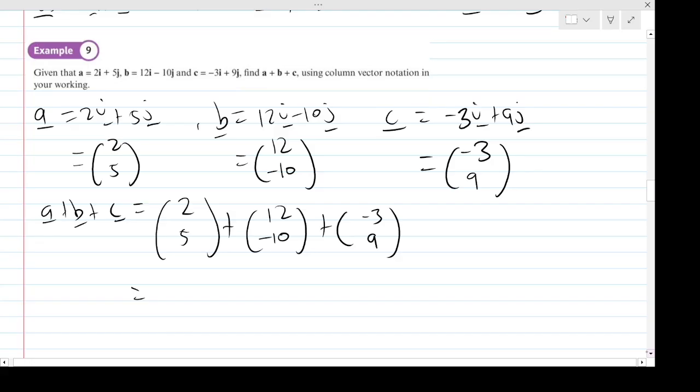So then we just add them in the usual way with columns. So add the top numbers together. So 2 add 12 minus 3, that'd be plus 11. Then 5 minus 10 add 9, that would be 4, right? And there we are. The question didn't specify to give my answer in this i and j form, but if you were to, you can then convert back to say that's 11i add 4j, right? But there we are. Cool.